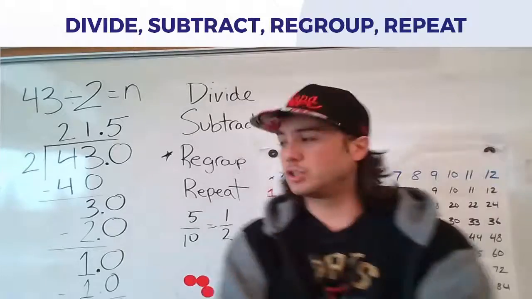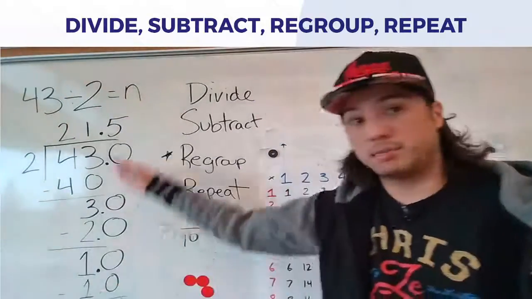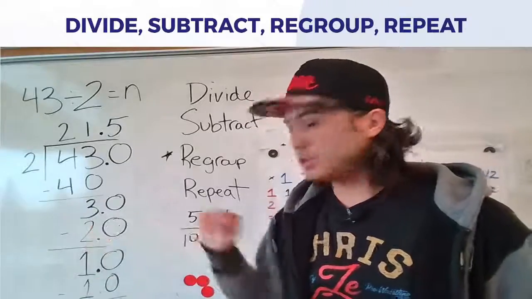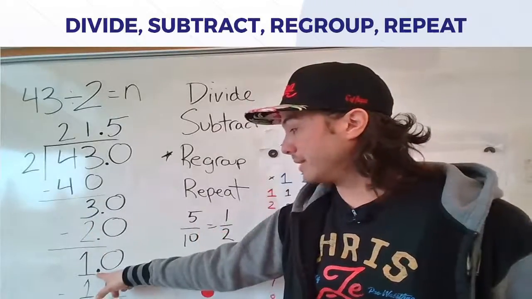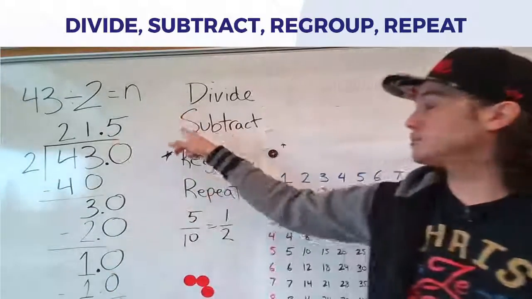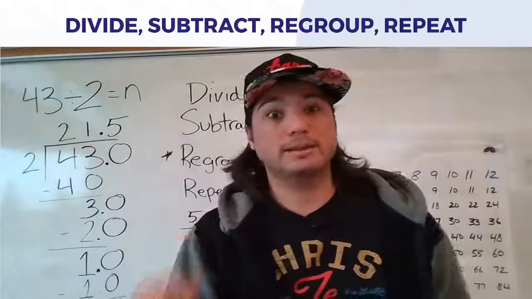For now, just remember, you're going to need a tenths place today, so be prepared once you subtract your ones to add that decimal point, add a 0 in the tenths place, and then keep dividing, subtracting, regrouping.